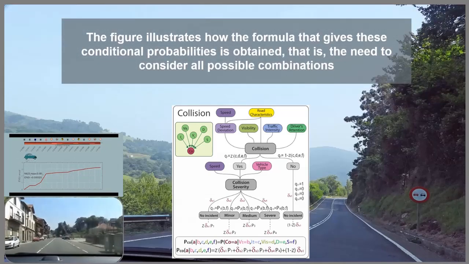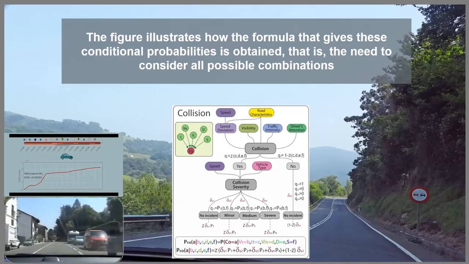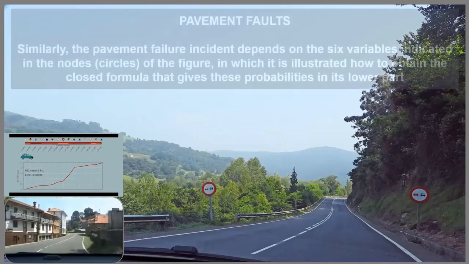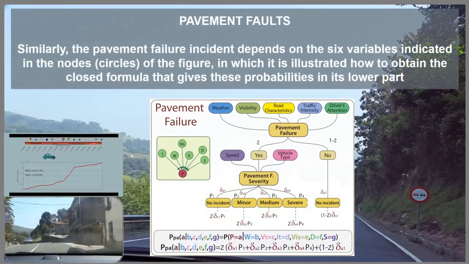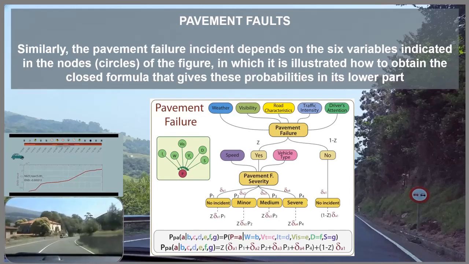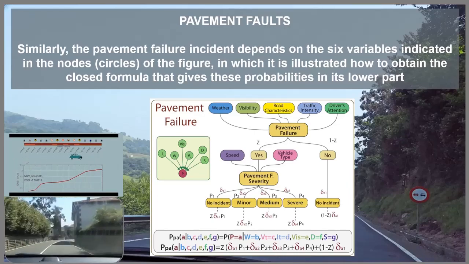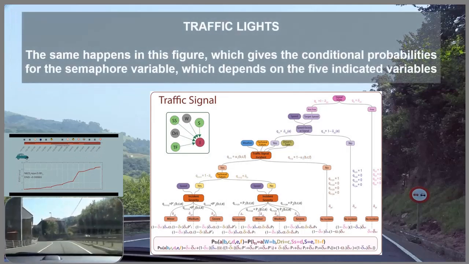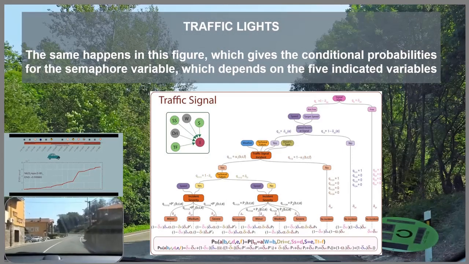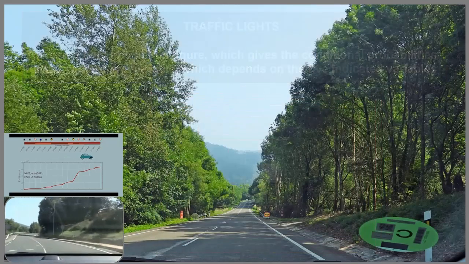The figure illustrates how the formula that gives these conditional probabilities is obtained, that is, the need to consider all possible combinations. Pavement faults. Similarly, the pavement failure incident depends on the 6 variables indicated in the nodes, circles, of the figure, in which it is illustrated how to obtain the closed formula that gives these probabilities in its lower part. Traffic lights. The same happens in this figure, which gives the conditional probabilities for the semaphore variable, which depends on the 5 indicated variables.